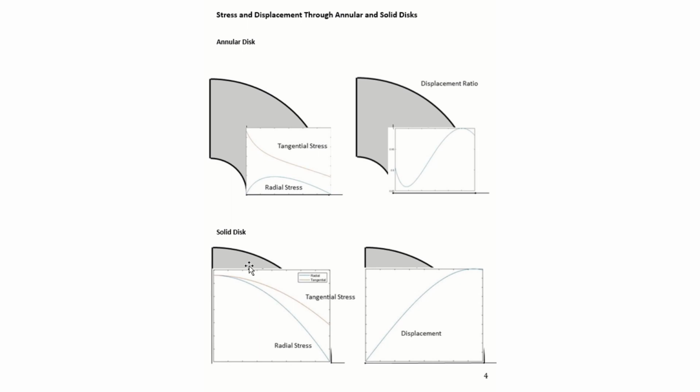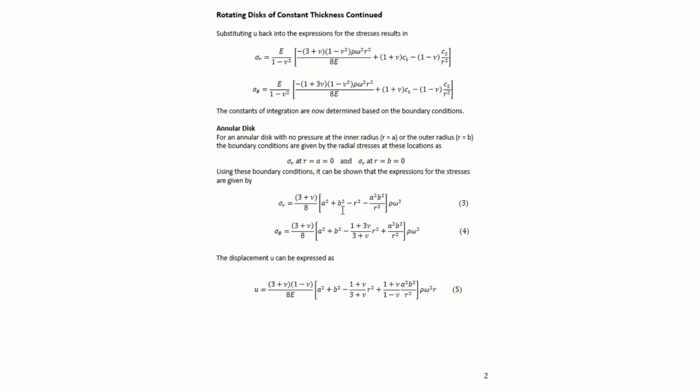In the solid disk, you can see that the radial stress again is lower than the tangential stress, but the radial stress is not 0 at the center of the solid disk. And our displacement is somewhat linear until we get to the outside, and then we start to become nonlinear. So again, these plots are simply obtained by plotting these equations for the solid disk and these equations here for the annular disk.